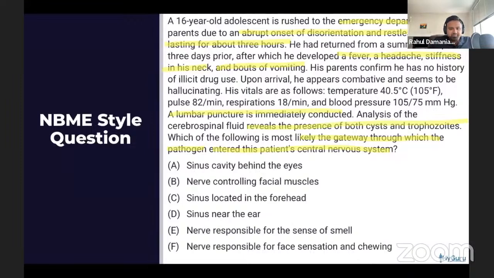A, sinus cavity behind the eyes. B, nerve controlling facial muscles. C, sinus located in the forehead. D, sinus near the ear. E, nerve responsible for the sense of smell. Or F, nerve responsible for face sensation and chewing.